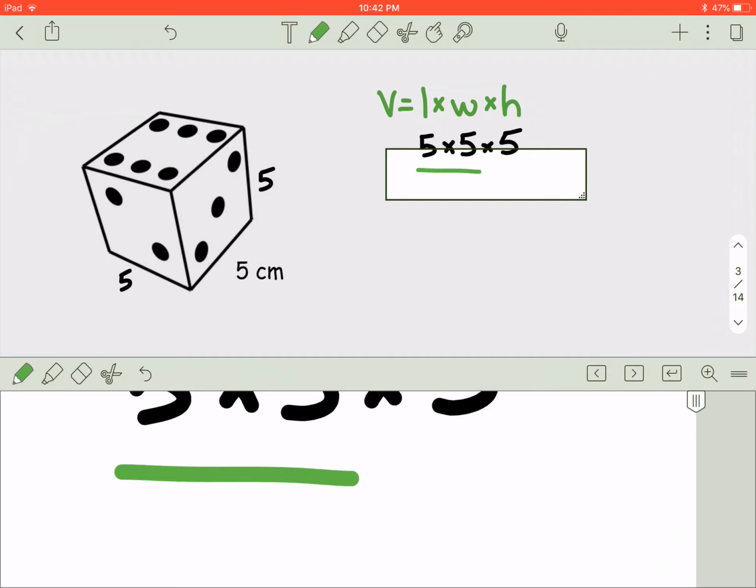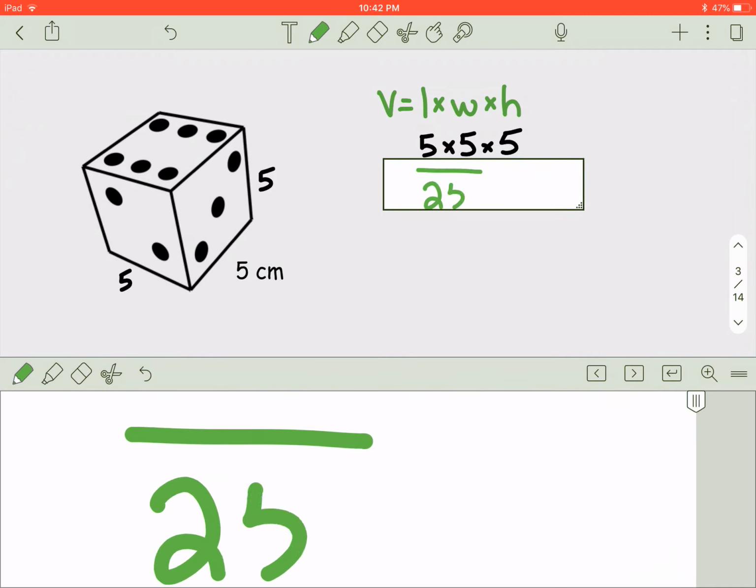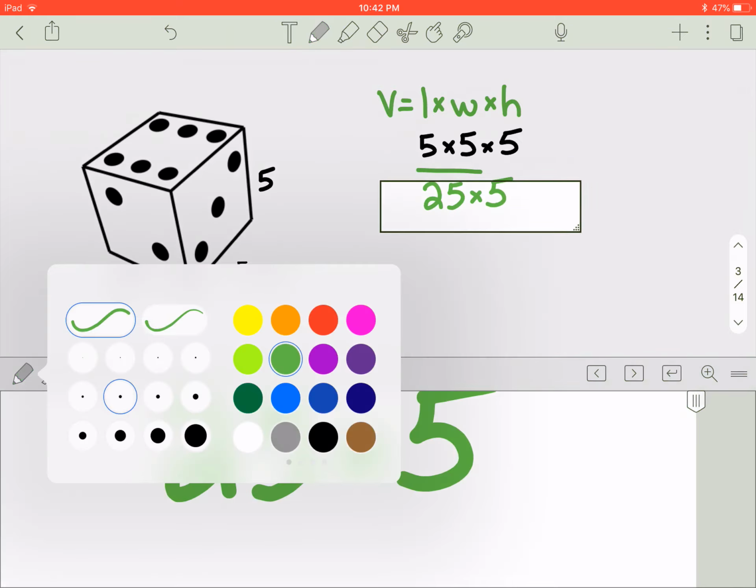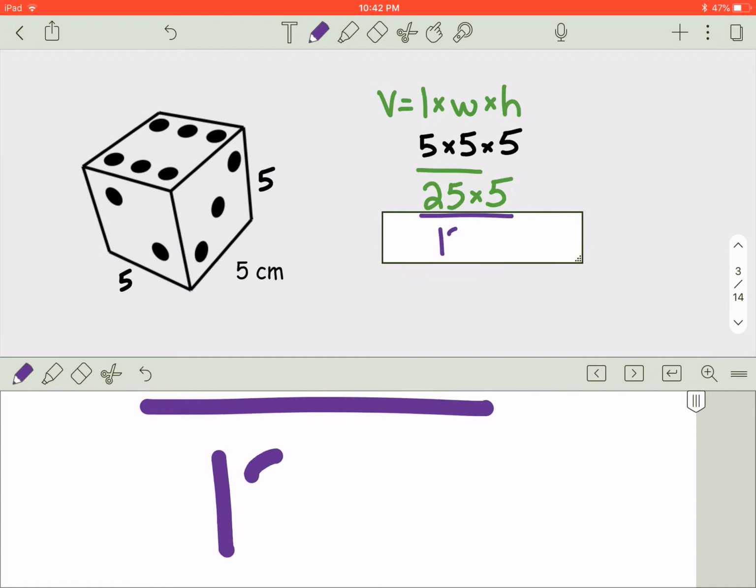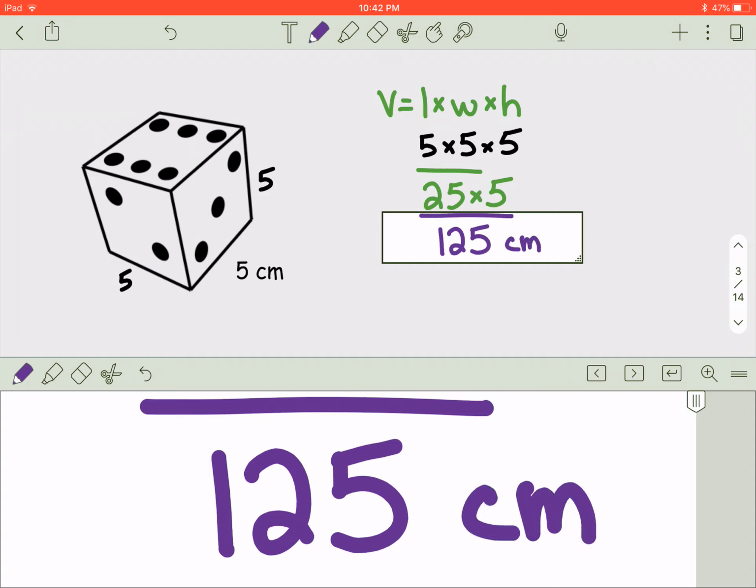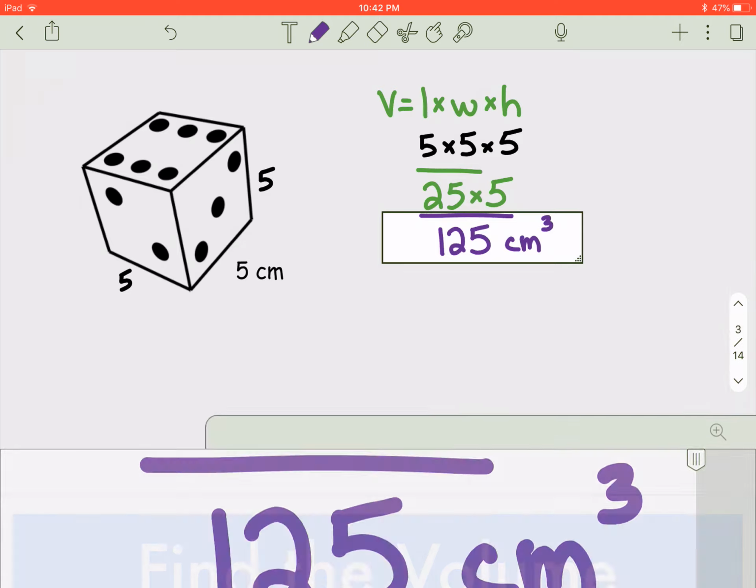5 times 5 is 25. And 25 times 5, well, that's like having 5 quarters. So we have 25 cents, 50 cents, 75 cents, $1, $1.25, so 125. It's centimeters, and because we were finding the volume of a three-dimensional object, our answer would be 125 centimeters cubed.